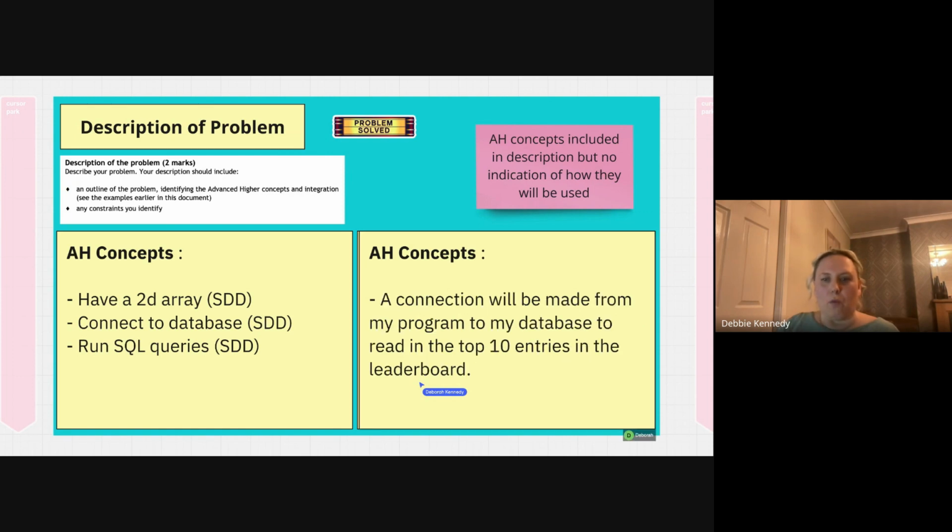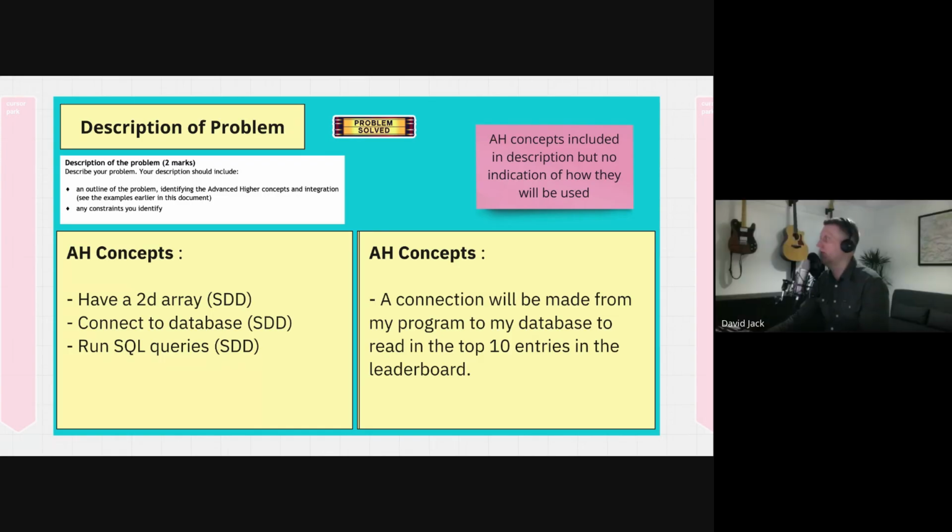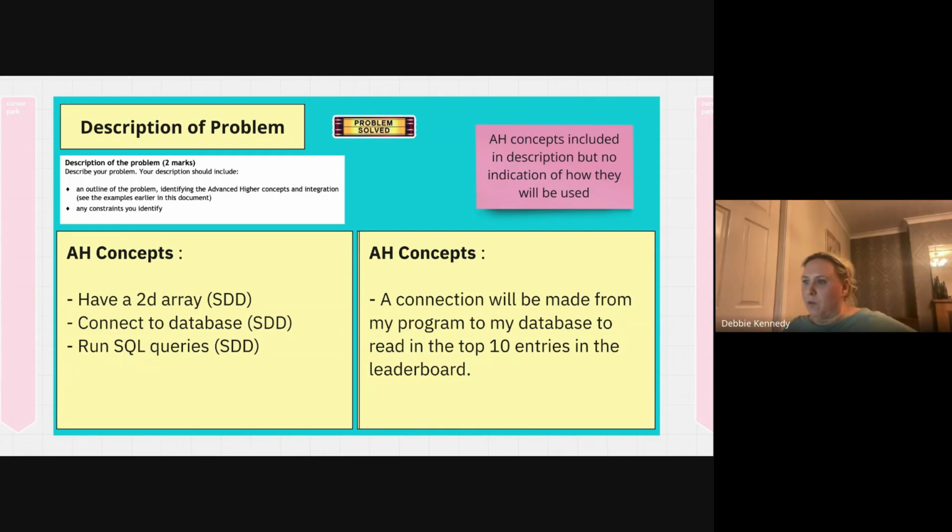So, when we do the connection to the database. Okay, a connection will be made from my program to the database to read in the top 10 entries of the leaderboard. All right, okay. Following on from the previous point about the leaderboard, if we carry that forward, as this is a software development project, I would guess something along the lines of you need to connect to the database so that the leaderboard can then be read into the program. Yep, and that's exactly what it says there. We just need to make sure we give a better description of what's going on with that.